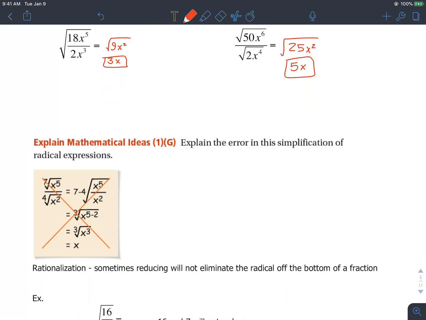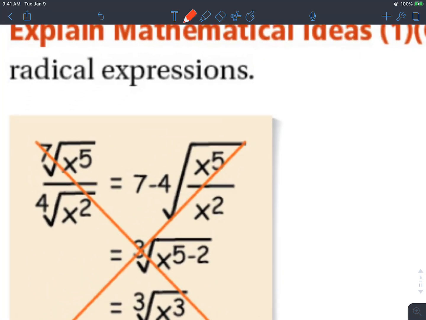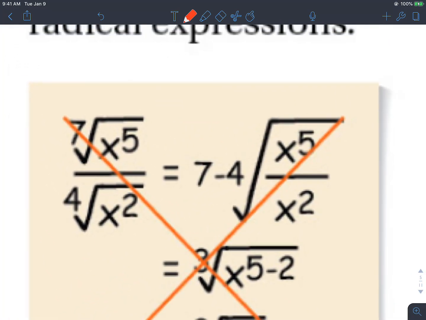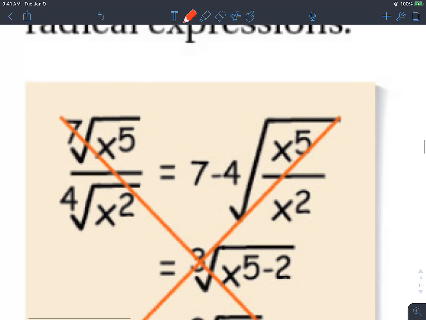All right, I guess we have a student here. Maybe they made a common mistake here. Explain the error in this simplification right here. So it looks like you have the 7th root of x to the 5th over the 4th root of x squared right there.